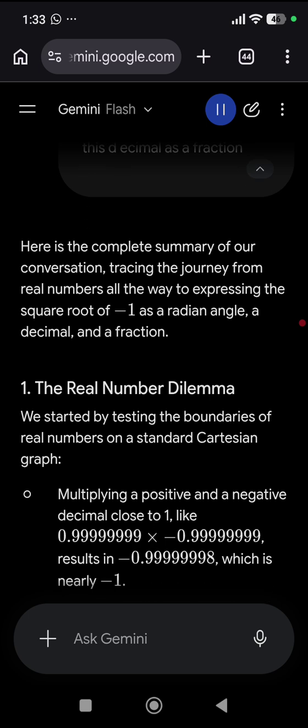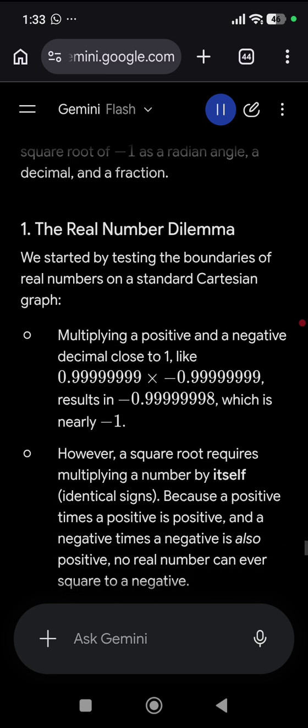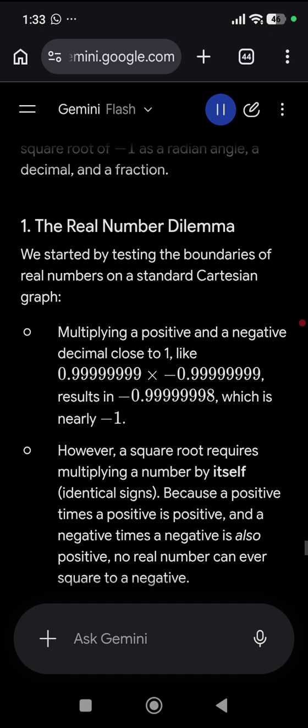We started by testing the boundaries of real numbers on a standard Cartesian graph, multiplying a positive and a negative decimal close to 1, like 0.9999999 times -0.9999999 results in -0.9999998, which is nearly -1.